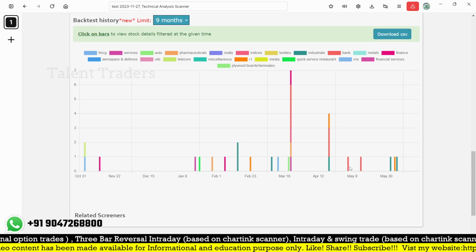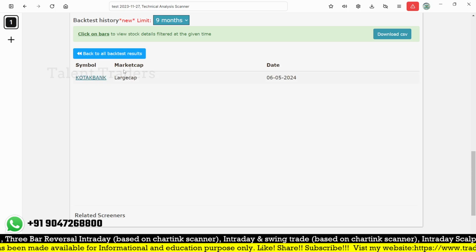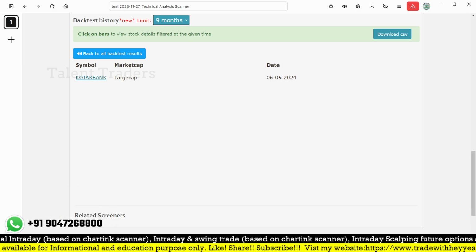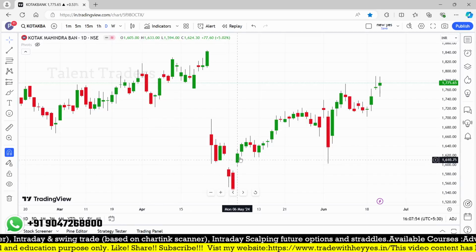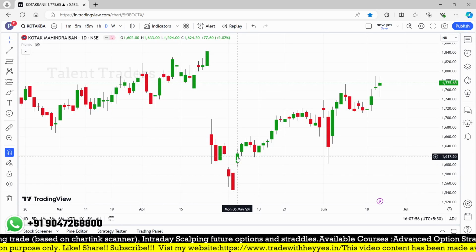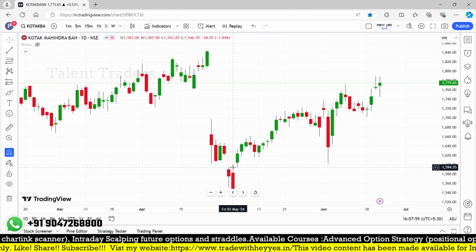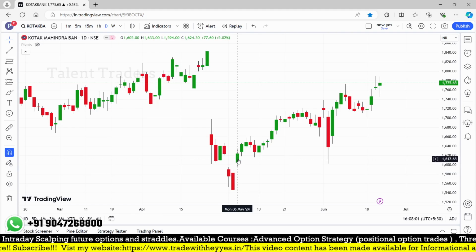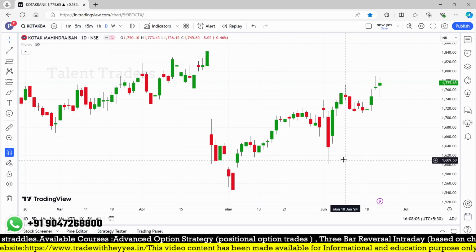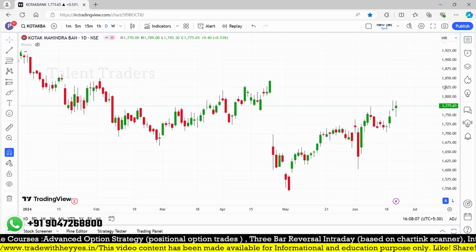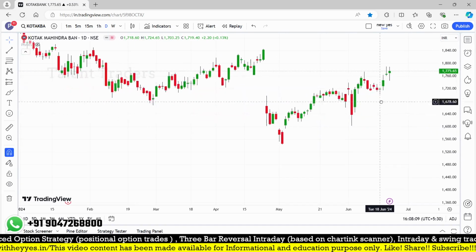Okay, so previously we have May 6th Kotak Bank. Let me check how Kotak Bank moves. On 6th May here is the point, and the recent swing low is around 1453. Our entry point may be around 1624. So 70 points risk. But even on the result day also the swing low is not broken on the stock. That is the most important thing which you have seen.